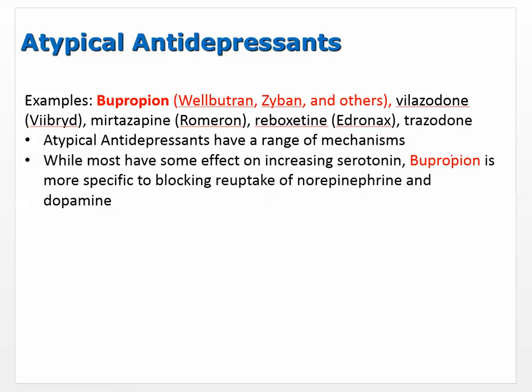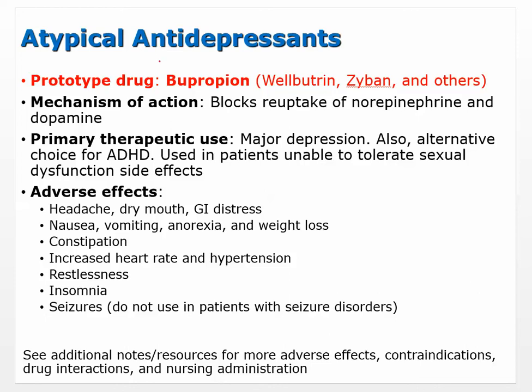We will talk about bupropion. Most of these do increase serotonin. Okay, so they do have some effect. Most of these do have some effect on increasing serotonin. Bupropion is kind of an exception, and it's specific to blocking the reuptake of norepinephrine and dopamine, which is kind of important. Okay, so that's your prototype, bupropion. Wellbutrin, Zyban has other trade names. Mechanism of action: blocks the reuptake of norepinephrine and dopamine.